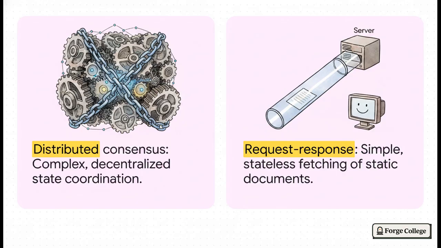But on the exact opposite side, we have the early web. Just a dead simple request-response loop. Seriously, if distributed consensus is like a complex UN treaty negotiation, early request-response was a fast food drive-thru. The goal wasn't to agree on global state at all. The goal was literally just to quickly and reliably hand you a static document the second you asked for it.